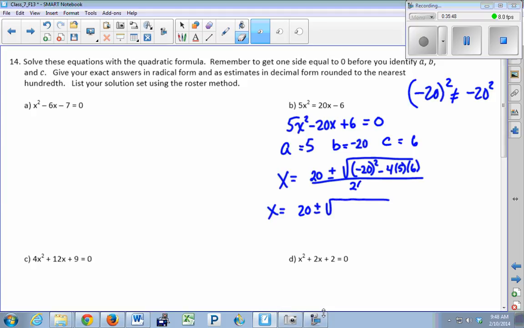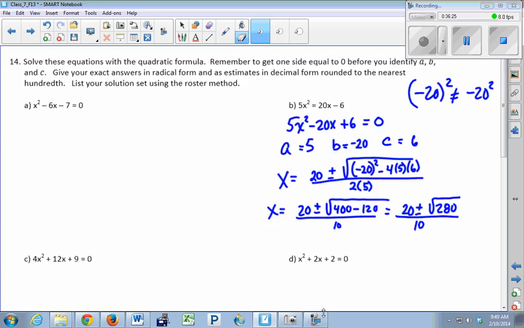Oh, the bottom's 2 times 5. You know what I did? I put 10 in because I already did the 2 times 5 and called it 10. All right, stay in the present, Linda. Minus what? 20 times 6 is 120 all over 10. So part of getting the answer is just simplification with these radicals. 20 plus or minus, so we get what? 400 minus 120 is 280? Is that right? 280? 400 minus 120? Okay, 280 all over 10.